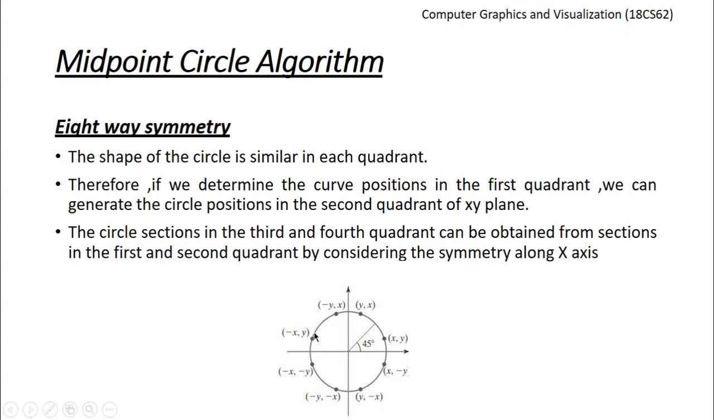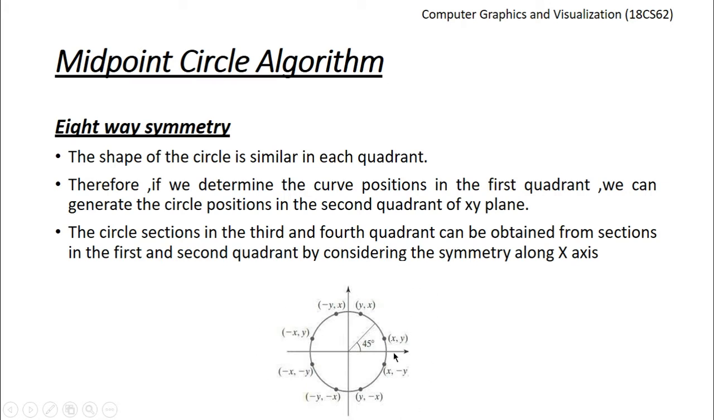Similarly, octants 3, 4, 5, 6, 7 and 8. So if you find one point x comma y on a circle, we can use the 8-way symmetry of the circle to determine the remaining 7 points on the circle. If I find a point x comma y, we can find y comma x, minus y comma x, minus x comma y, minus x comma minus y, minus y comma minus x, y comma minus x, and x comma minus y. So that is what we call 8-way symmetry.